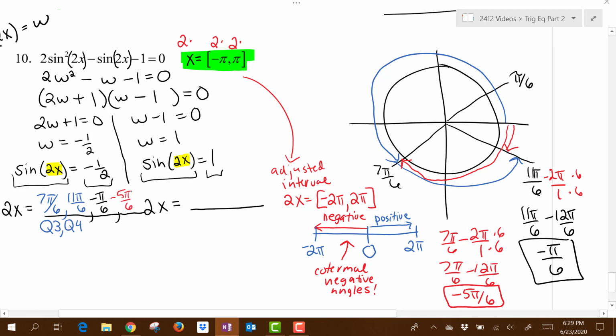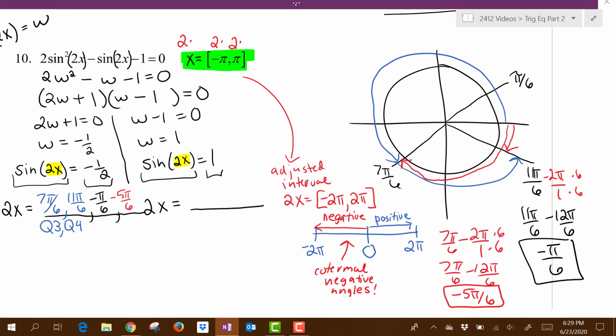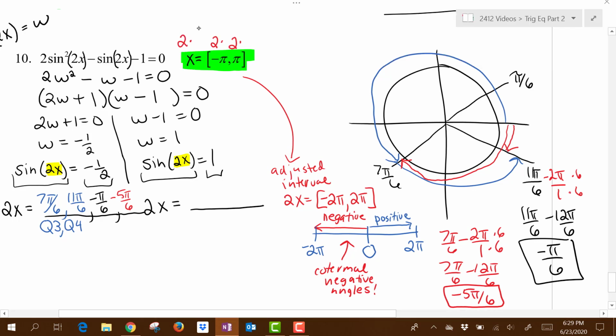All right, so our goal, once again, is to find all possible solutions for all the angles for 2x within the given interval. Negative 2 pi to 2 pi is going forward one full rotation in the positive direction, picking up all of those angles from quadrants 3 and 4 there, but then also going backwards one complete rotation to pick up all the negative coterminal angles also from quadrant 3 and quadrant 4.